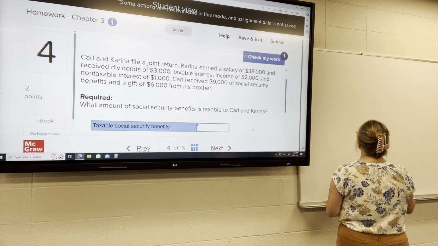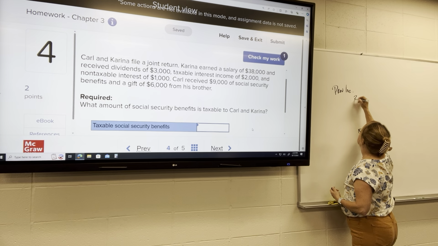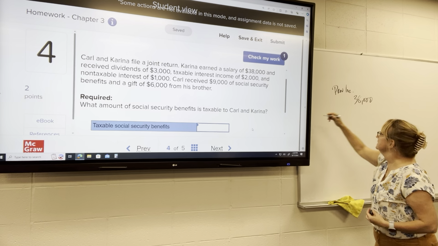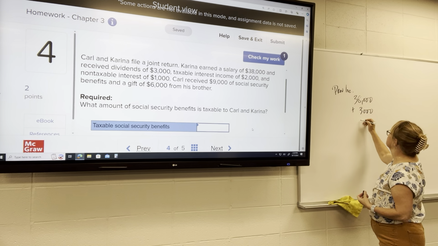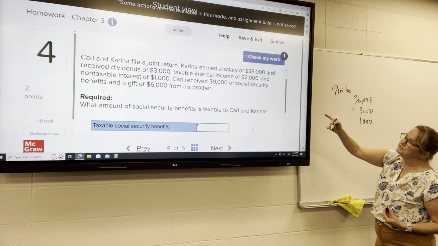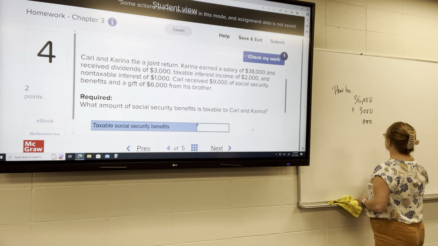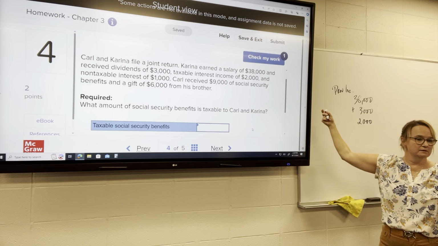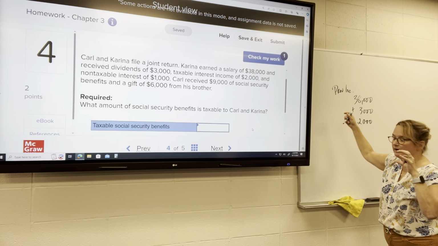All right, so let's get to our provisional income. Here, we've got our salary, $38,000, that counts. Dividends of $3,000, taxable interest income of $2,000. This is everything that would be included in our adjusted gross income at this point, right?